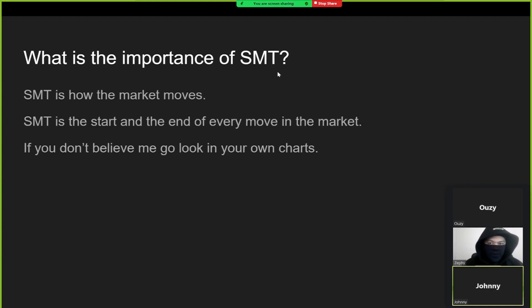What is the importance of SMT here? Well, SMT is how the market moves, man. You know, it is the start and the end of every move in the market. If you don't believe me, you can go look into your own charts.